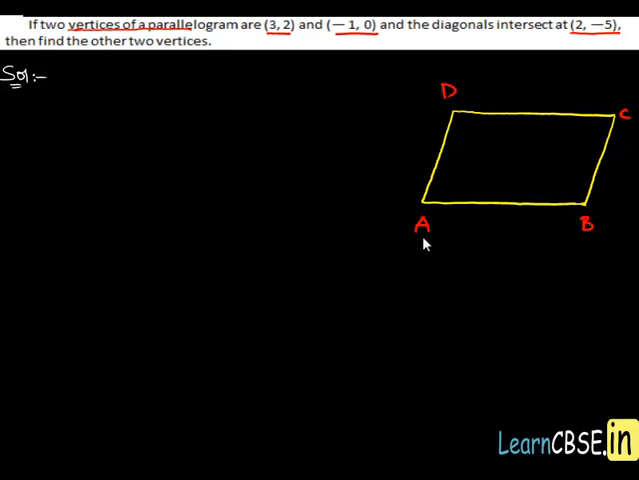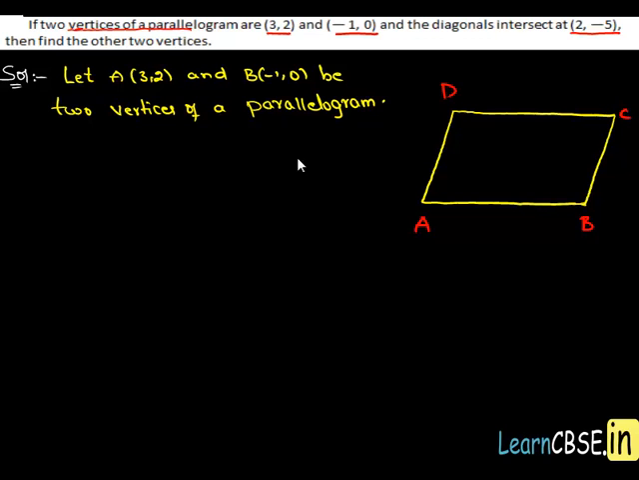Let us assume this is a parallelogram and we name it ABCD. Let A and B be the two given vertices of the parallelogram. Our aim is to find the remaining vertices of the parallelogram.